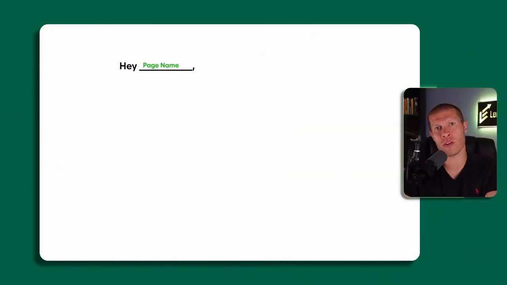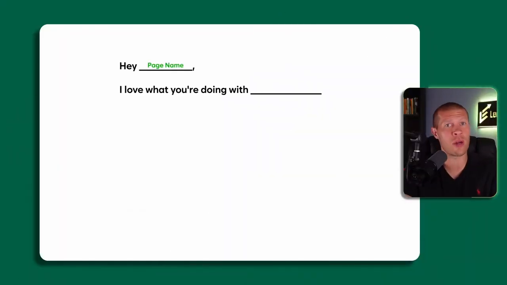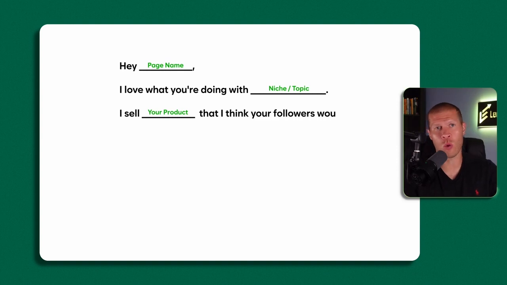So when messaging potential affiliates, you want to keep it short and simple, okay? Here's an example that I use all the time. Hey, [their page name], I love what you're doing with [their niche or topic]. I sell [your product that I think your followers would love].